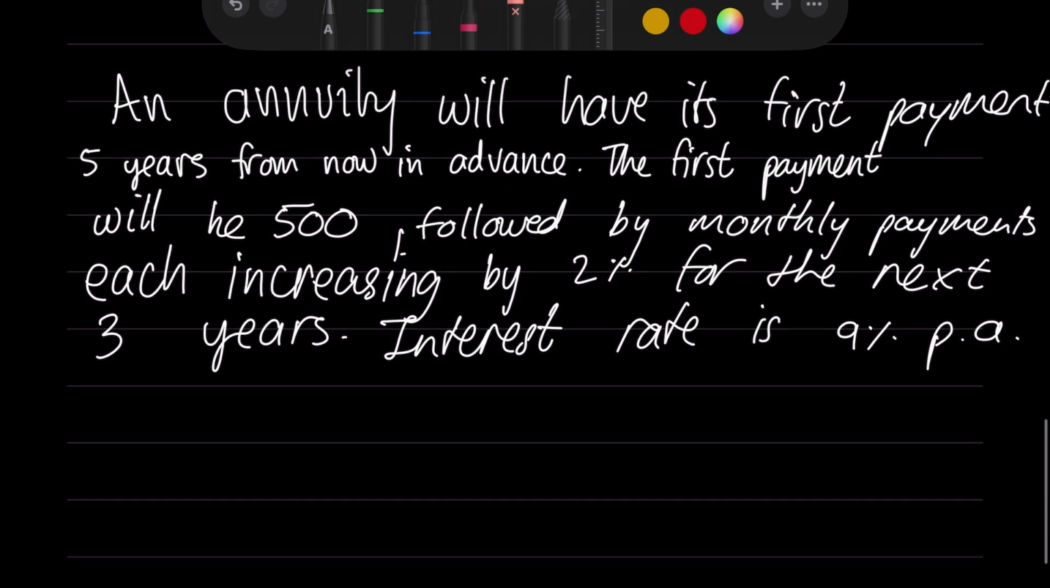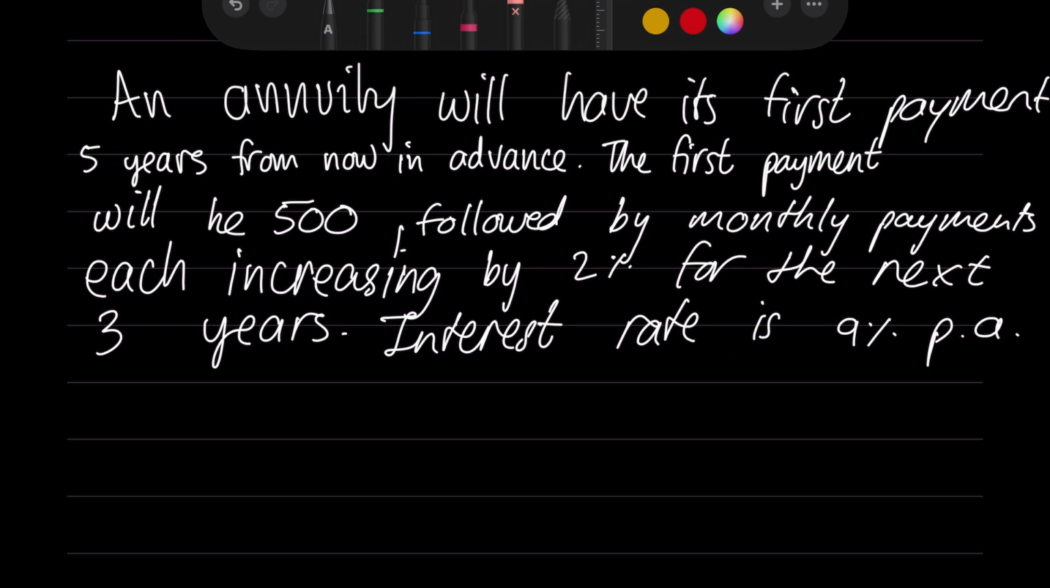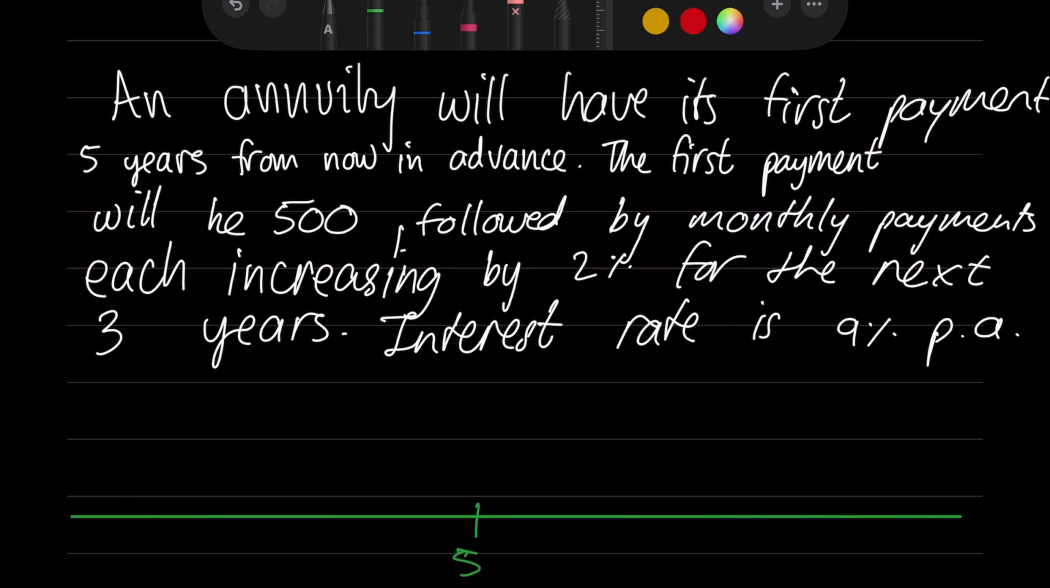Let's check what the second question is asking. An annuity will have its first payment 5 years from now in advance. The first payment will be $500, followed by monthly payments, each increasing by 2% for the next 3 years. Interest rate is 9%. Oh, it's a mouthful, but it's fine. Start with our timeline. They say the first payment is at 5 years, so we know that we're going to have to present value this by 5 years.